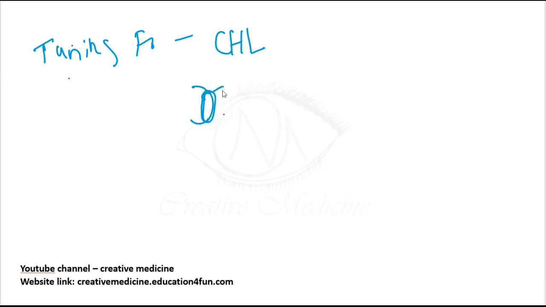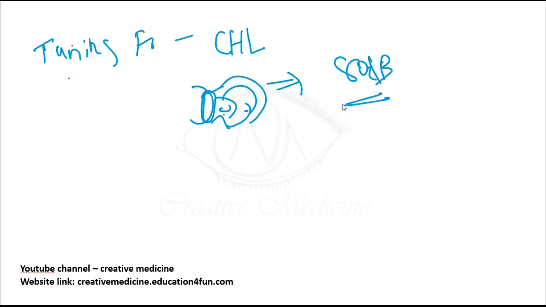Okay, next, the tests. Tuning fork test can be done. In the tuning fork test, you will see conductive hearing loss, and if there is complete fixation of the stapes footplate, it is always 80 decibels hearing loss. Then, because it is conductive hearing loss, Rinne's test will be negative.